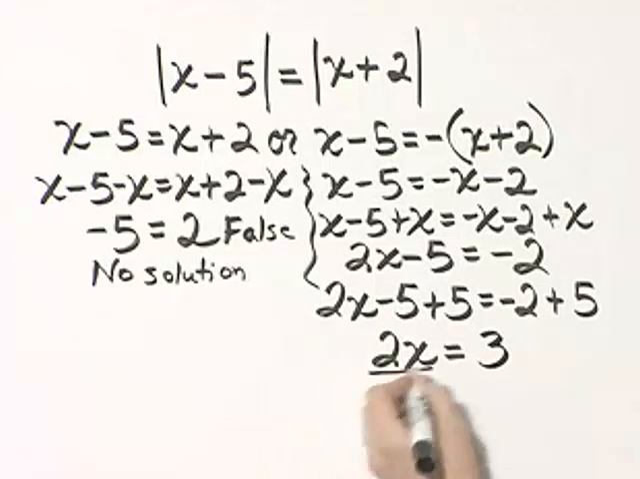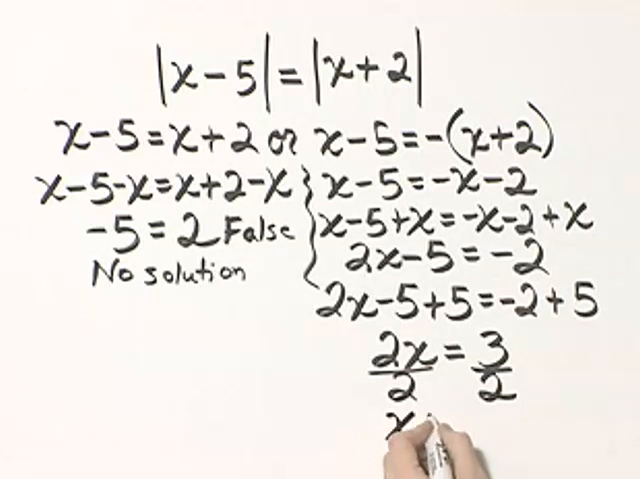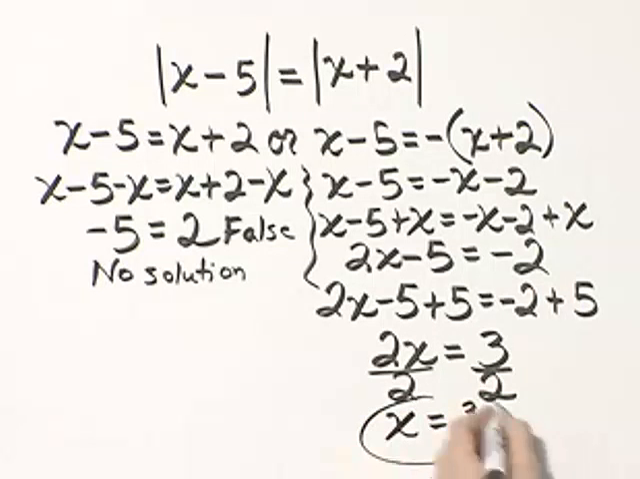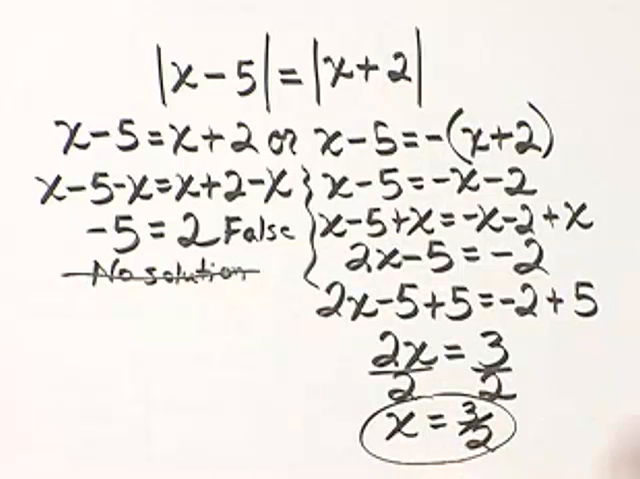I will divide both sides by the coefficient of x, which is 2. And I'll have that x is equal to 3 halves. So this equation, our original equation, has a single solution, and it is 3 halves.